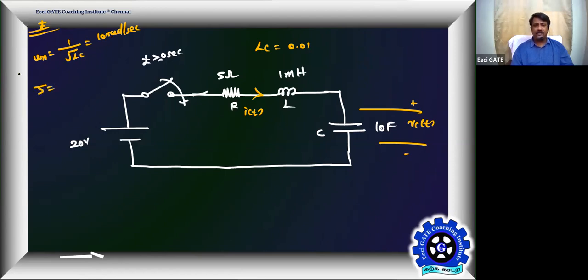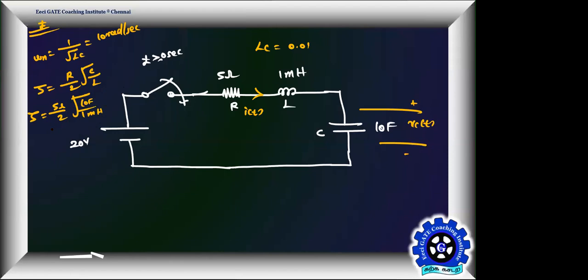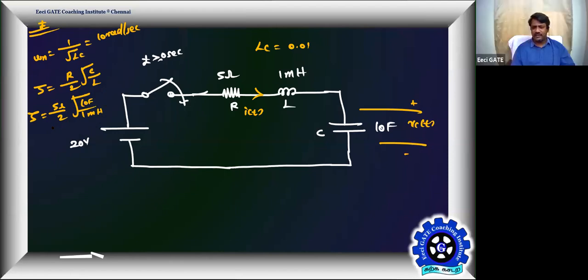And zeta, please. Zeta is R by 2 into root C by L. Check whether it is an underdamped system or not. Find out zeta. Zeta is equal to R, which is 5 ohm, divided by 2 root of... I'm not sure. If it is not underdamped, we'll make it underdamped by changing R. C is 10 farad, L is 1 millihenry. So that means the damping is too large, correct? Yes, sir, too large. Okay, so now let me make a small change.